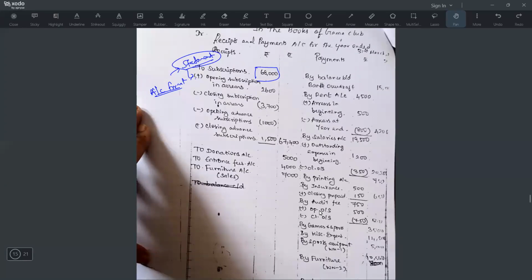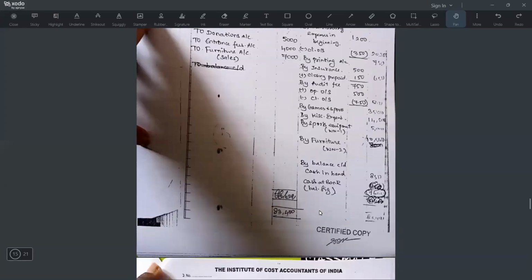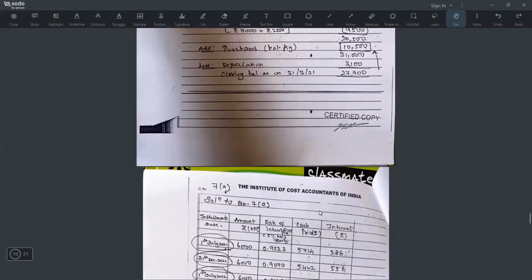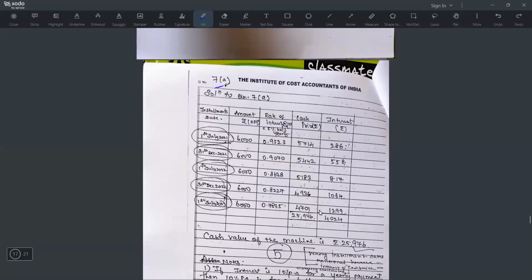I will provide you with one more thing also. Next, this is the working notes which you need to provide. And this is question 7A. This question 7A is for 10 marks. Here I was just not getting proper clarity regarding the dates, even though my final answer is correct.